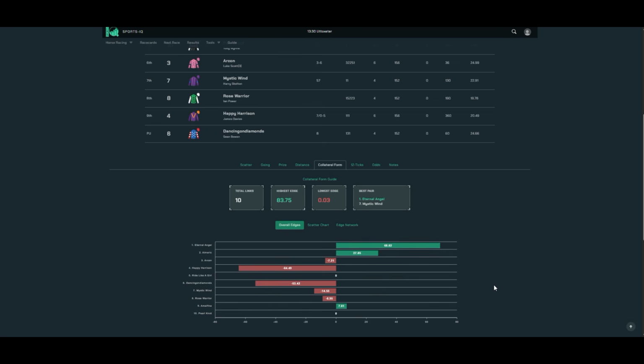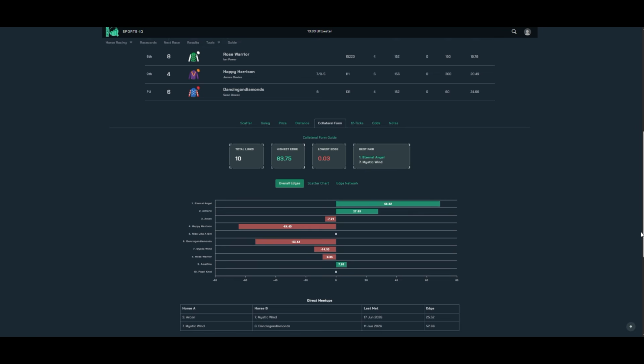Then we arrive at the horses I'd be questioning. Mystic Wind at minus 14.53 and Rose Warrior at minus 8.95. But the real concern is Dancing on Diamonds sitting at minus 53.42. Only Happy Harrison rates worse. When you see a figure that negative, it tells you the collateral evidence has consistently worked against that horse throughout the network. All this doesn't predict the winner on its own, but it immediately tells me where I would want to investigate next.